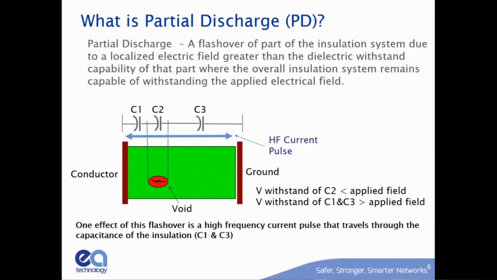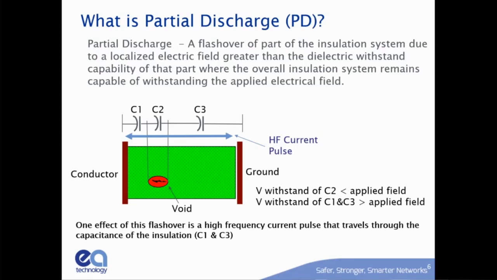And the charging current is the current that is going through this capacitance in the insulation. So what we can do is model any insulation system as a series of parallel and series capacitors. What I've got here is 3 capacitors, to make my life easy. They're all the same value, and they represent the insulation between the conductor and ground.